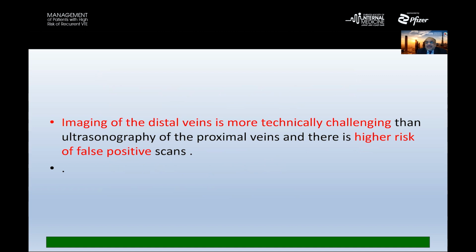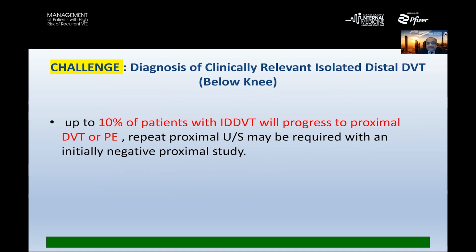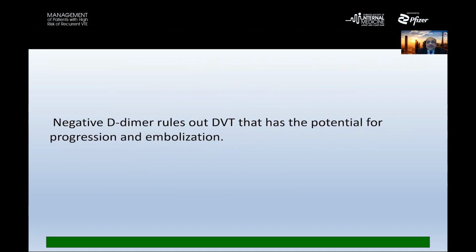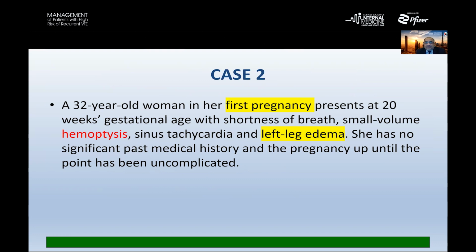The distal DVT is extremely difficult and challenging for the ultrasonographer because again, there is a very high risk of false positives. 90% of them you don't treat, but unfortunately 10% progress to PE. So again, to treat or not to treat, and to diagnose or not to diagnose, is a challenge.